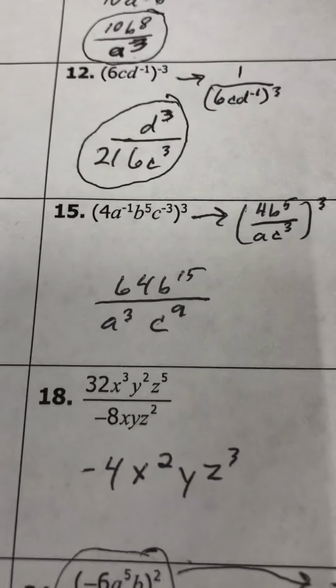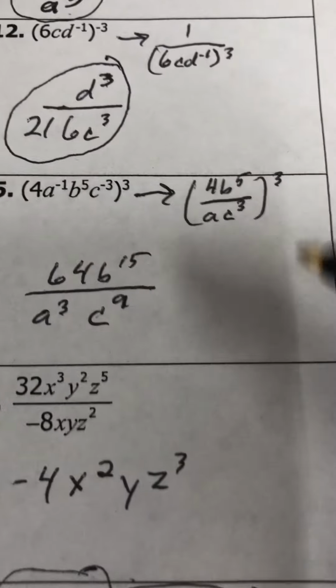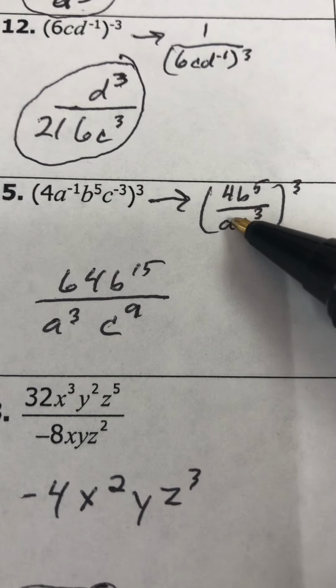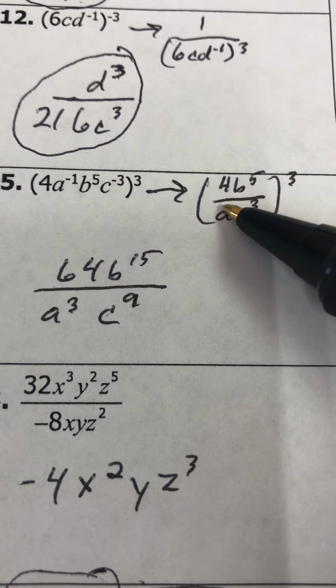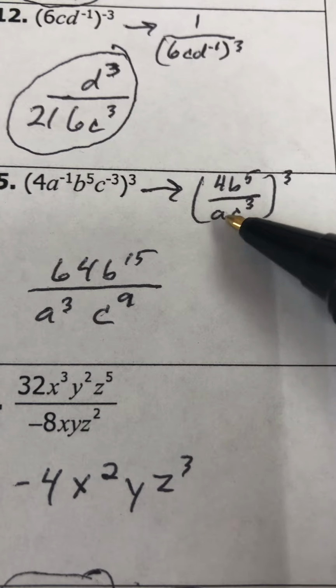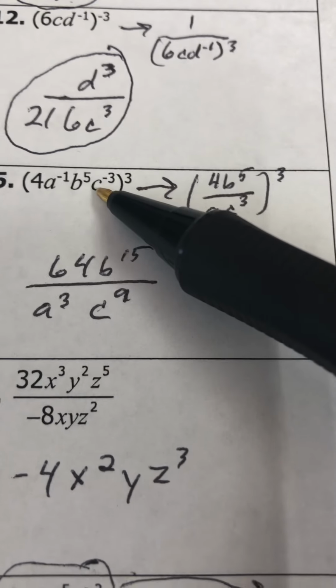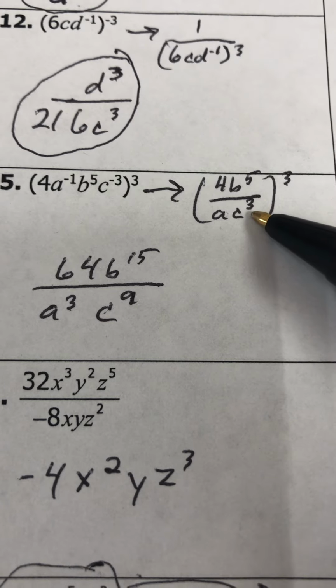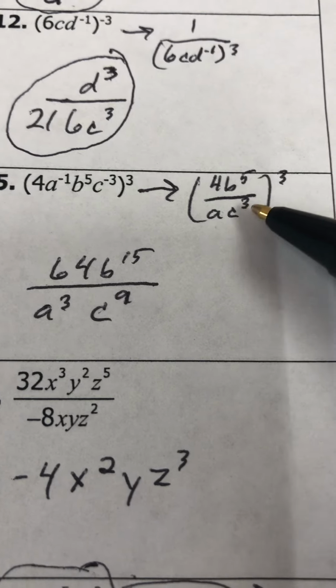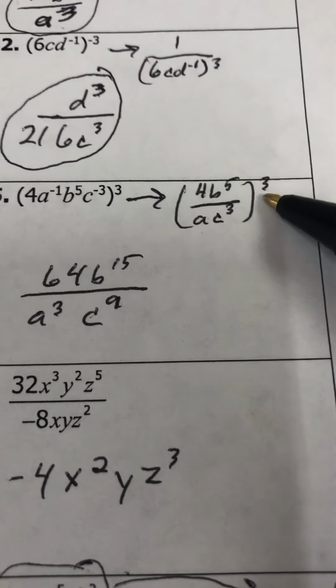Number 15. I am going to take the a and put it below. The first step, I'm going to take the a and put it below because it had a negative 1 exponent. That just leaves it a to the first power. And c, it was a negative 3, so I'm going to take that and put it below the line so that I can get rid of the negative. Now I'm just dealing with positives, and I can get to work now.